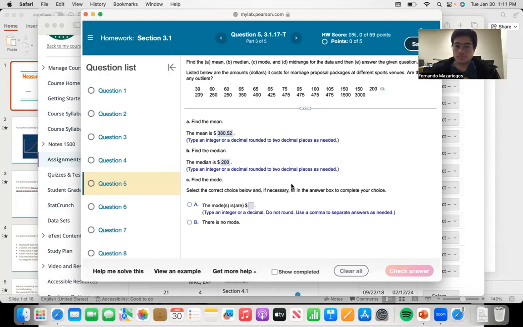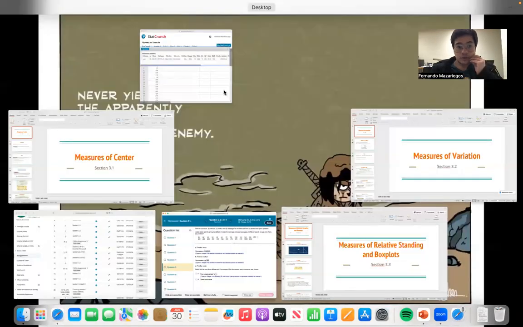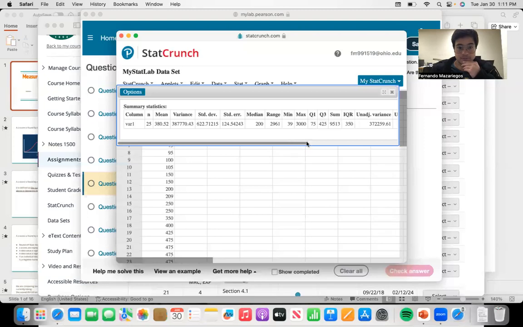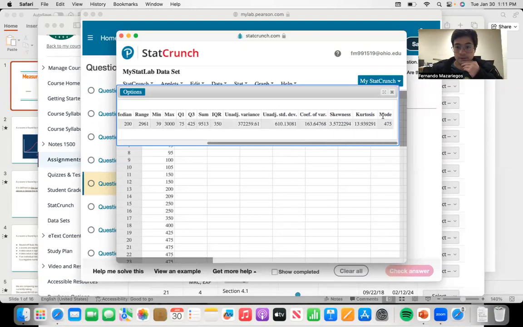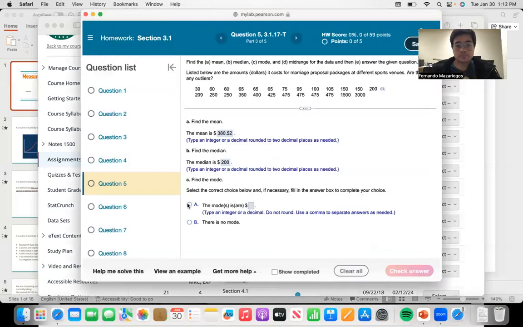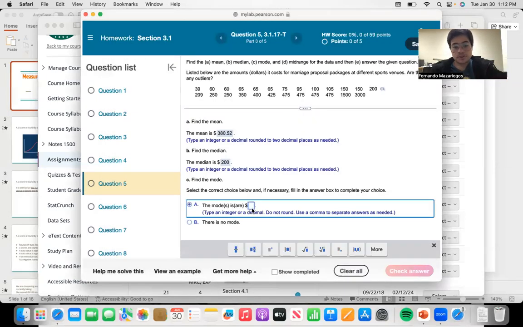Is there a mode? This one is simpler to check by ourselves, like with our naked eye. We can just tell if there's a value that appears more than all the others. But StatCrunch also does this for us. So we can take a look here. The mode is 475. So there is a mode, which is $475.